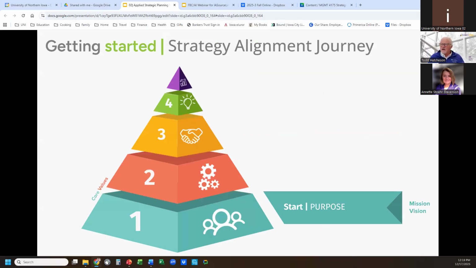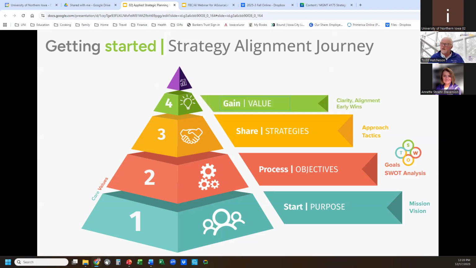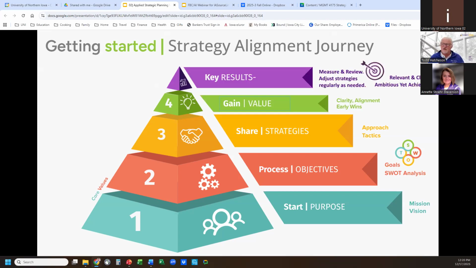Once we have that purpose, we build on it and create objectives around that purpose. And we're going to talk about some tools to identify objectives and then strategies that can be created from those objectives to become successful. Once we have strategies, we have to be able to create value from those strategies. Those strategies have to establish value, and then we have to measure results.